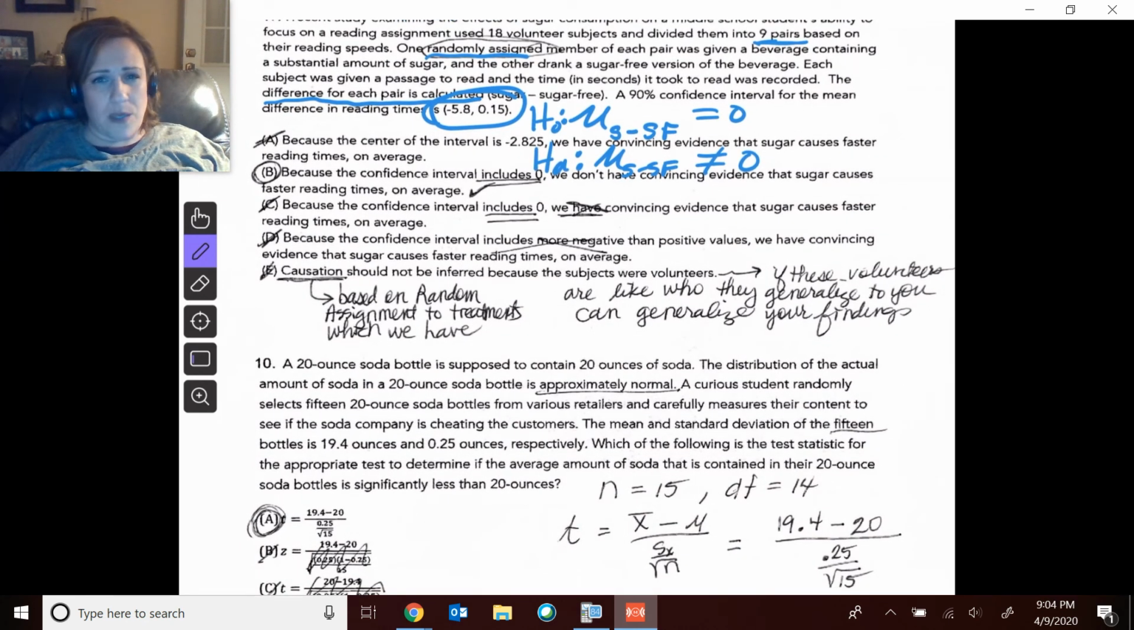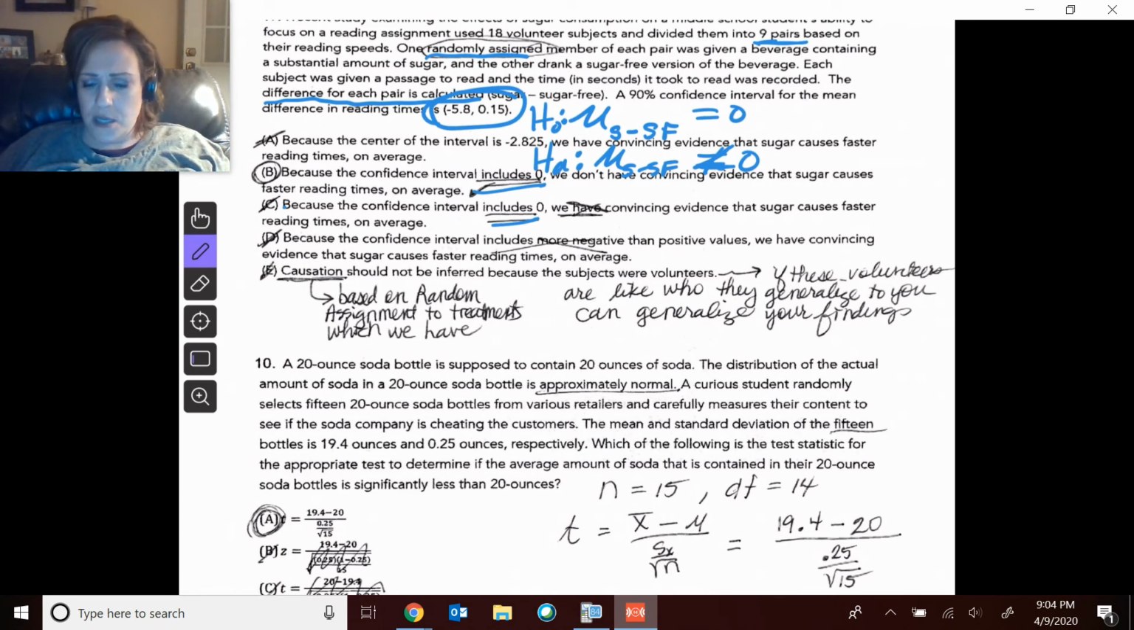I know that's going to be, concept-wise, what they're looking for. So I see these ones talking about it includes 0. We don't have convincing evidence that the sugar causes faster reading times. Oh, maybe they wanted faster, so maybe this was a less than. Okay, but regardless, let's see, what are we doing? It has 0, so we do not have evidence of a difference. No evidence of a difference.